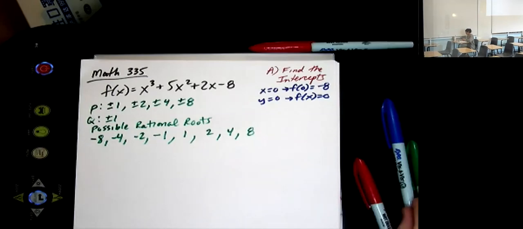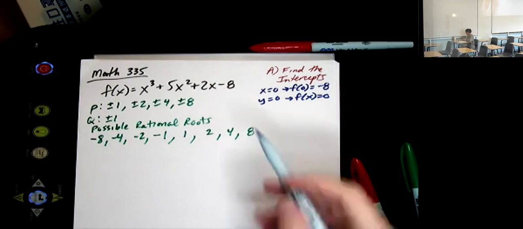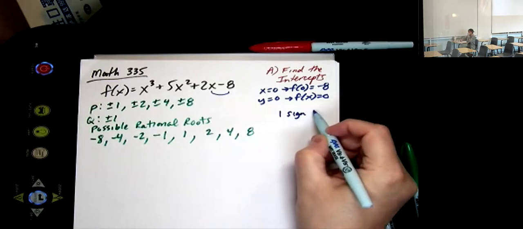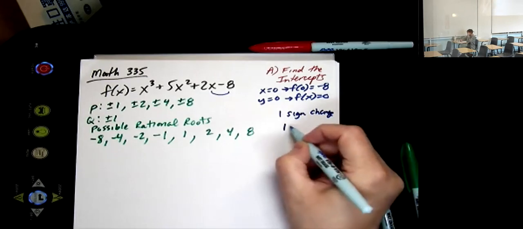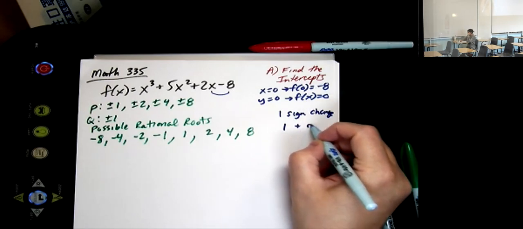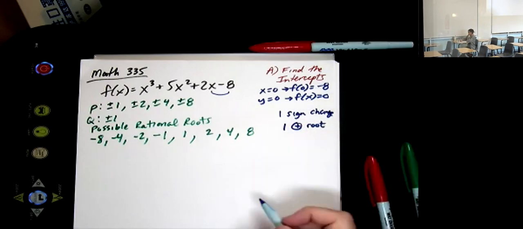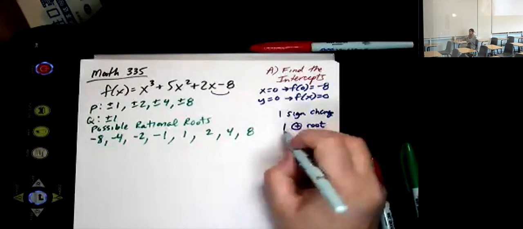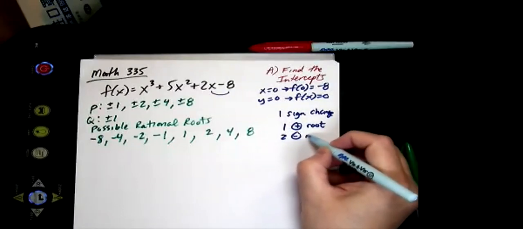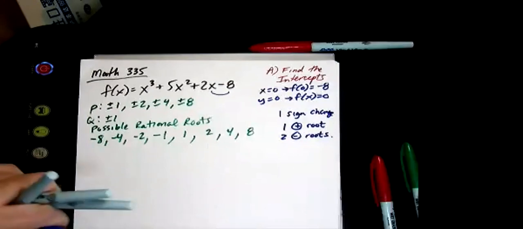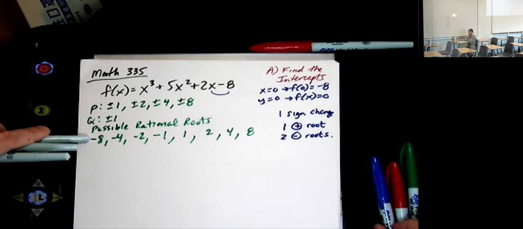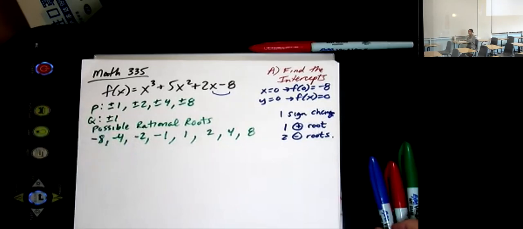If I count the sign changes, there's only one sign change, which means one possible positive root, which means at most 2 negative. So it might be easier to focus on the negative roots first because I have 2 options and there's 4. I got like a 50-50 chance of hitting them.